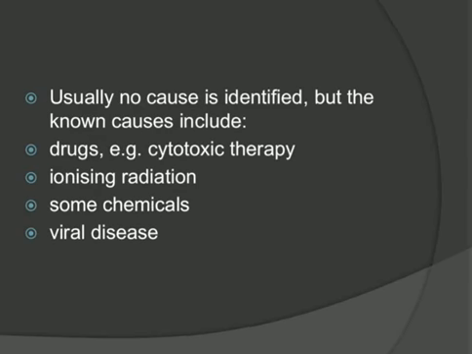Now, usually no cause is identified, but some factors which can be a cause of aplastic anemia are drugs, basically cytotoxic therapy, and rarely as an adverse reaction to anti-inflammatory drugs or to antibiotics. Second is ionizing radiation. Third is some chemicals like benzene and its derivatives, and the last is viral diseases including hepatitis.